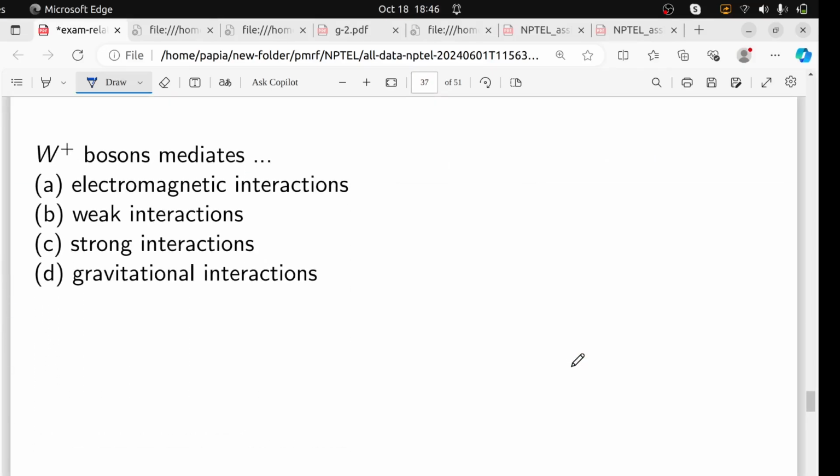Okay, so this question obviously is a very simple question. Can anybody tell me, W bosons mediate which?